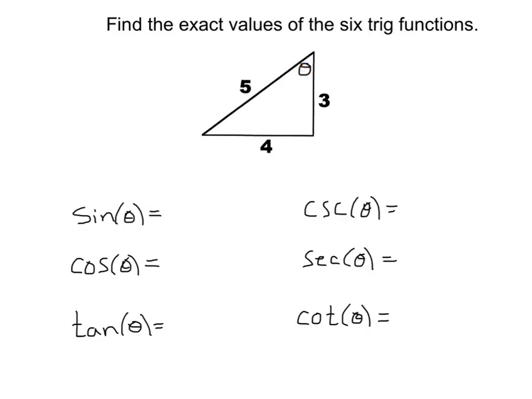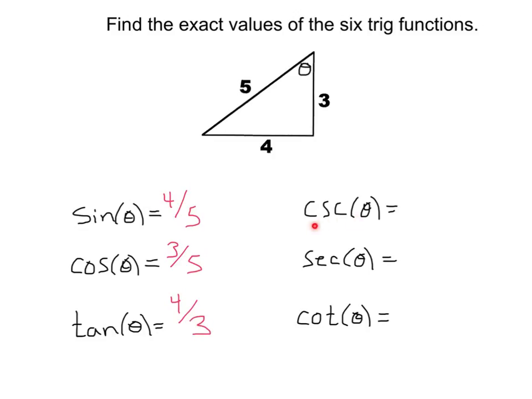Let's start with sine. Our sine, remember, is opposite over hypotenuse. That's going to be the opposite side, 4 over the hypotenuse, 5. So sine theta is 4 over 5. Next up is cosine. Cosine is adjacent over hypotenuse. The adjacent side is 3. Hypotenuse is 5. That's going to give us 3 over 5. And our tangent is opposite 4 over adjacent 3. Tangent theta equals opposite 4 over the adjacent 3.